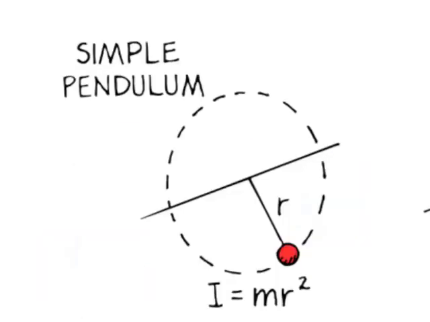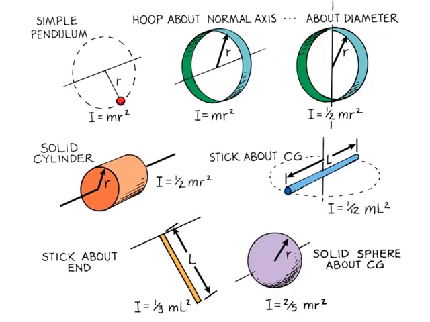When all the mass m of an object is concentrated at the same distance r from a rotational axis, then the rotational inertia is I equals mr squared. When the mass is more spread out, the rotational inertia is less and the formula is different.